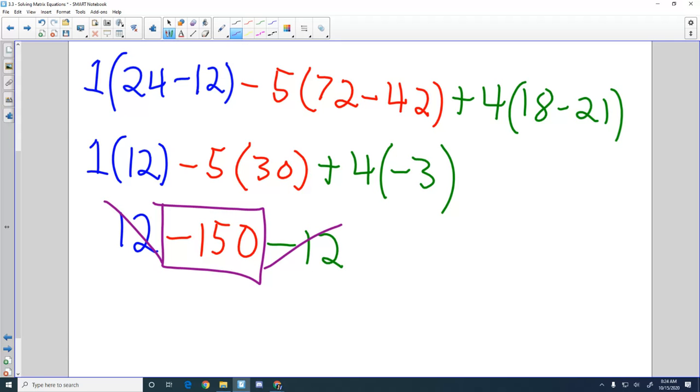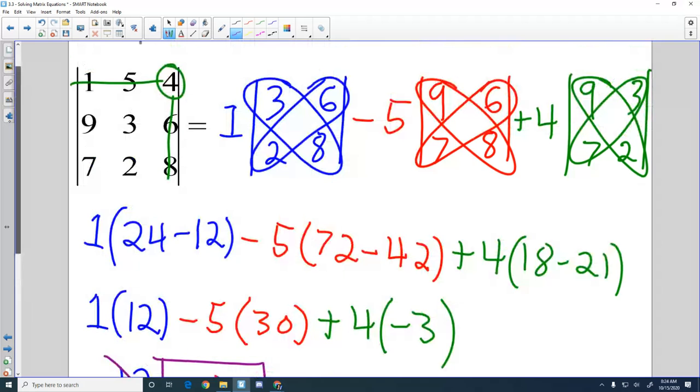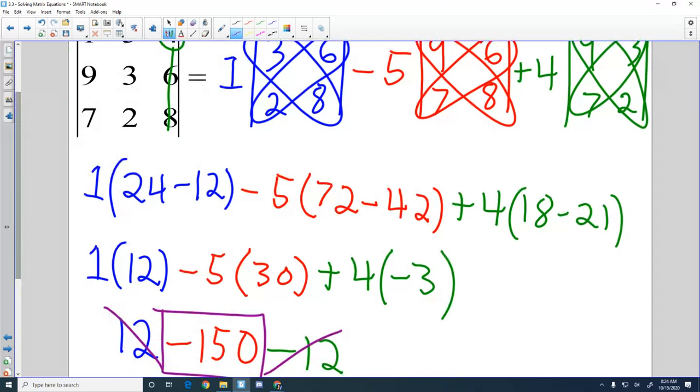Isn't that fun? Yeah, it's so good. Yeah, oh boy, yeah. So you can do this by hand, or you can use a graphing calculator and get it right away.